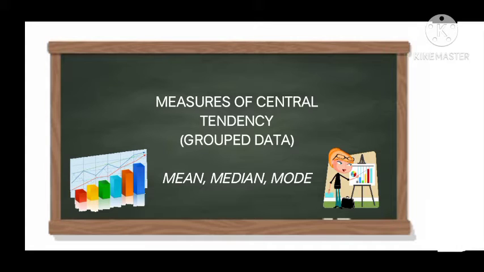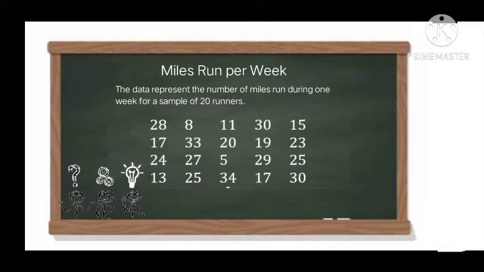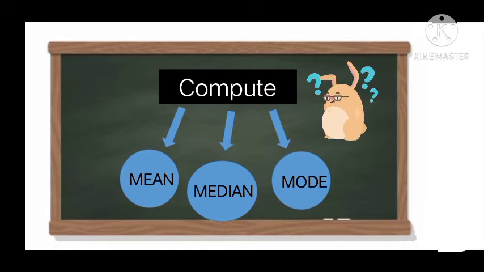Good day everyone! In today's video, we're going to tackle measures of central tendency for grouped data. We're going to find the mean, median, and the mode. So here's the data that represents the number of miles run during 1 week for a sample of 20 runners. We're going to use this data to compute the mean, median, and the mode.